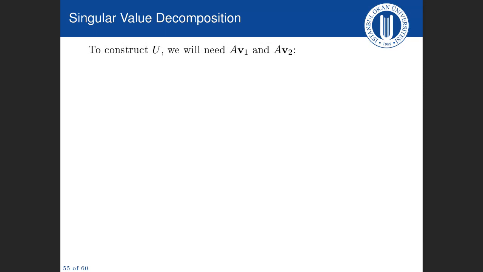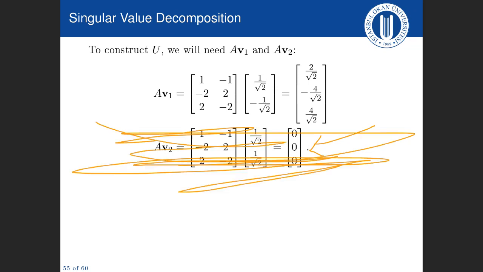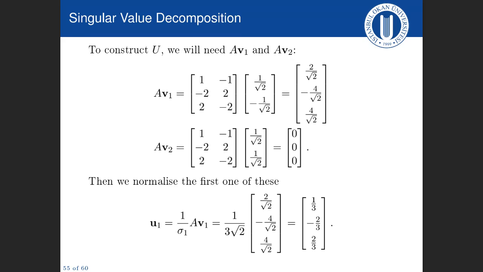To construct U, we need to calculate AV1 and AV2. AV1, we can calculate as 2 over root 2, minus 4 over root 2, 4 over root 2, and AV2 is 0, 0, 0. Of course, it's 0 because the second singular value was 0. So actually, we didn't need to calculate this. We knew this was going to be 0. We're going to normalize the first one of these. U1 is 1 divided by sigma 1, AV1. We obtain that U1 is the vector 1 third, minus 2 thirds, 2 thirds.